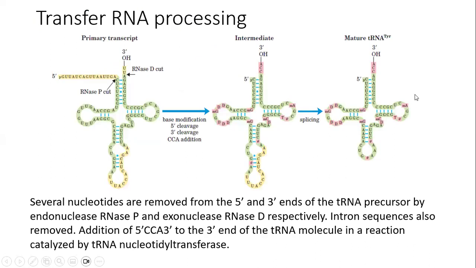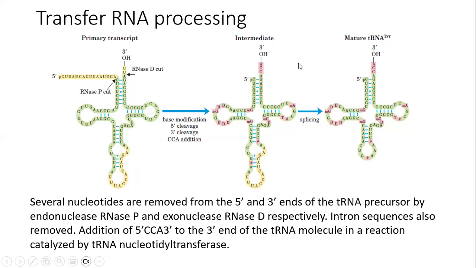Then coming to transfer RNA processing. A few bases towards the 5' end of the transfer RNA are cleaved off with the help of RNase P nuclease, while a few bases at the 3' end are cleaved off by RNase D nuclease. Then further we have addition of CCA nucleotides at the 3' end of the mature transfer RNA molecule.